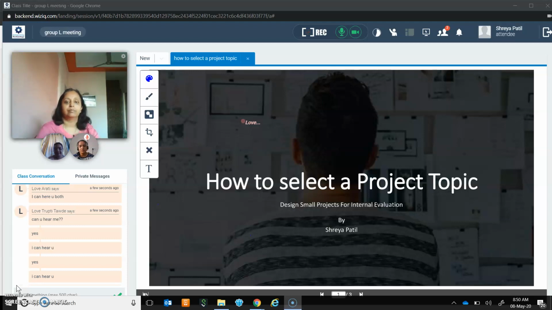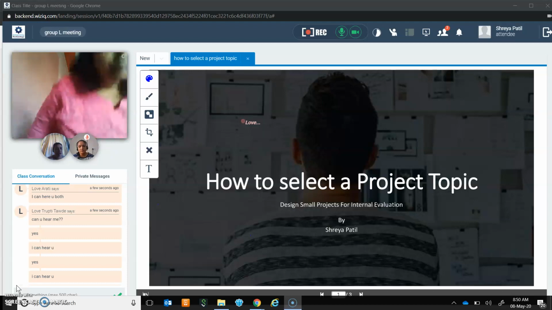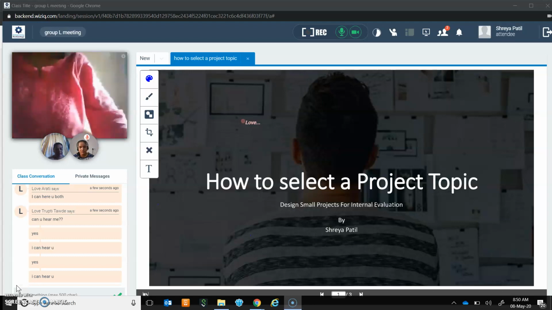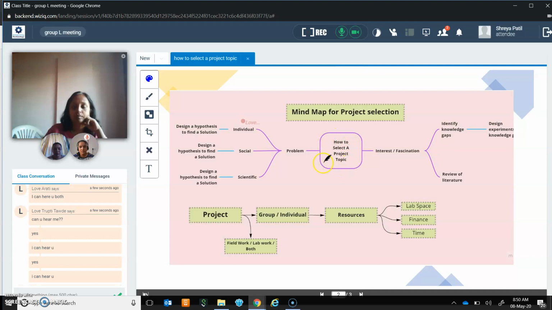So I have made this concept map, and I would like you to also add your suggestions and comments so that I can improve it. So how to select a project topic?